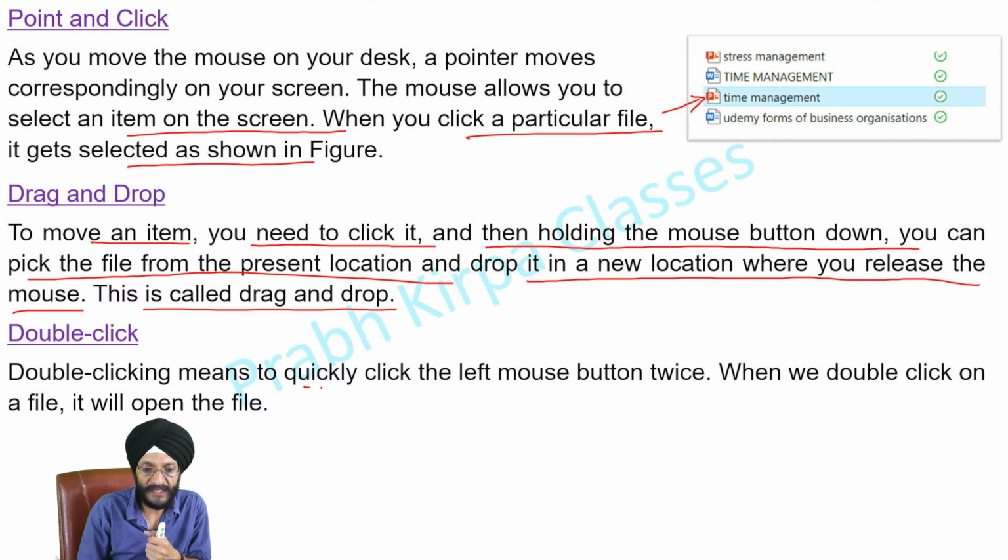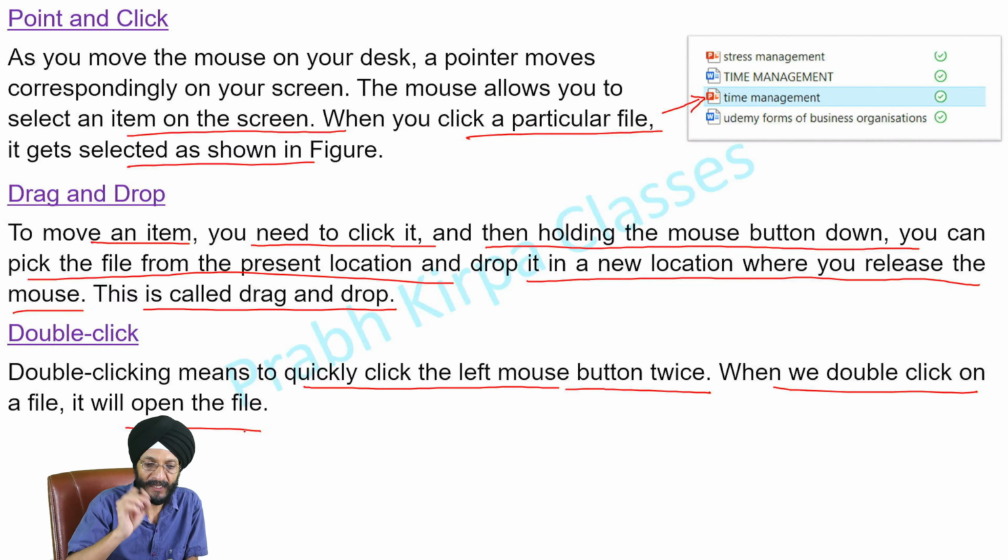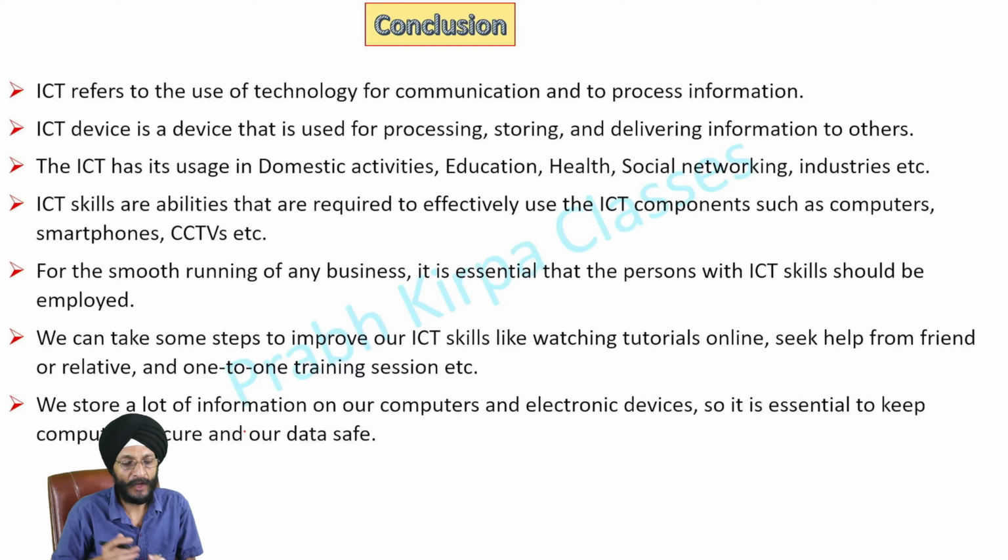Double clicking means quickly clicking the left mouse button twice. That is, we click the left mouse button twice. When we double click on the file, what will happen? It will open the file. That is, when we double click on the file, it opens. The file opens. Now we come to the conclusion of this course.